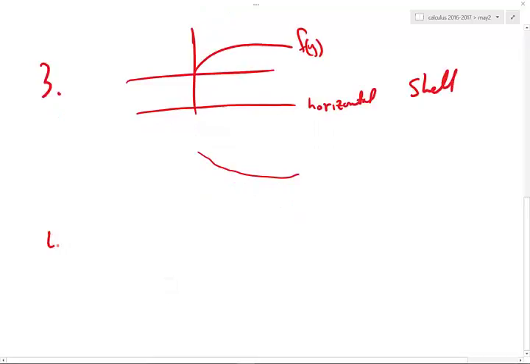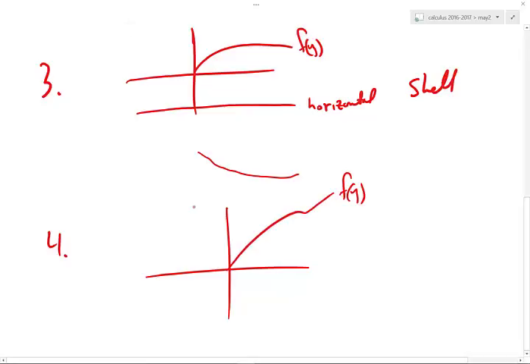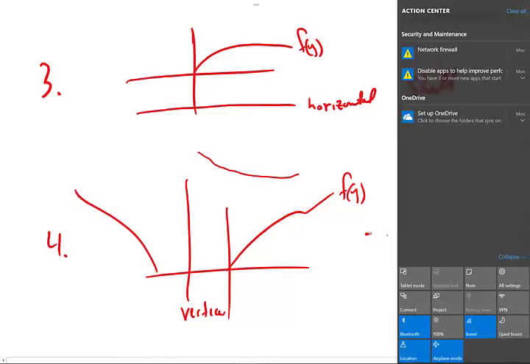And of course, the fourth one is we have a function of y doing its thing, and I would like to wrap it around a vertical. And if this is the case, it's going to look something like this or whatever. Then this, I'm going to use the disk/washer method.